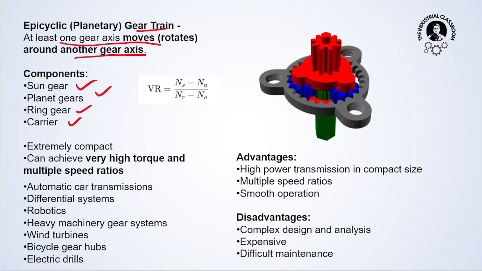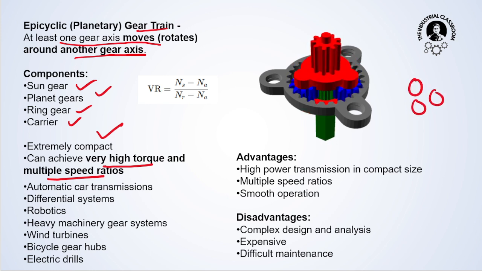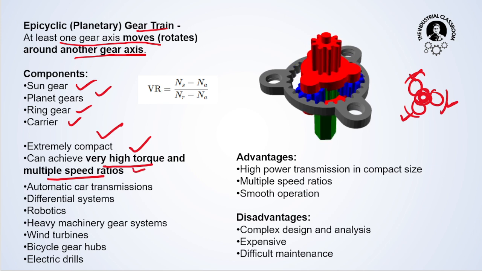We have learned this. This is extremely compact, but remember that there is very high torque and multiple speed ratios. Why? Because there are three planetary gears. So torque transmission will be through the teeth of the three planets. From a single source, you are getting torque transmission to three planet gears. So their contact area will be much larger, and therefore a very high torque can be transmitted. Multiple speed ratios, yes, the speed ratio will be multiple. There are multiple gears: the ring gear, the planet gear, the sun gear.